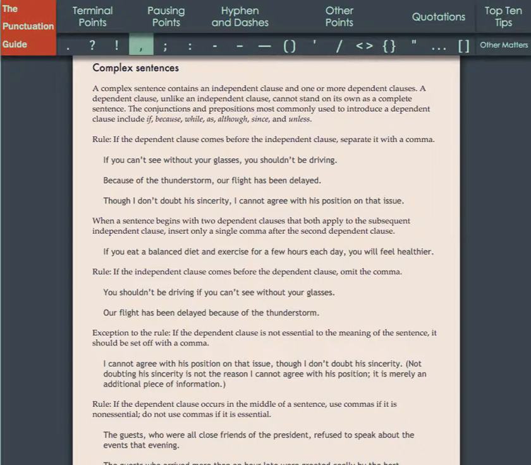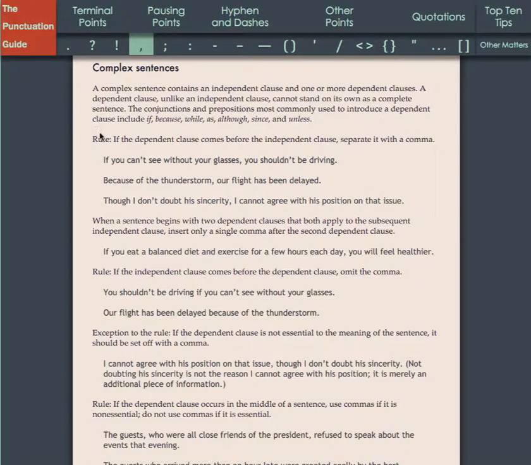If you can't see without your glasses, you shouldn't be driving. Because of the thunderstorm, our flight has been delayed. Though I don't doubt his sincerity, I cannot agree with his position on that issue. There's a pattern these sentences follow, and as soon as you pick up that pattern, it becomes much easier to see why that comma is there.